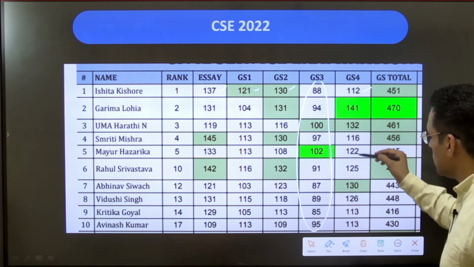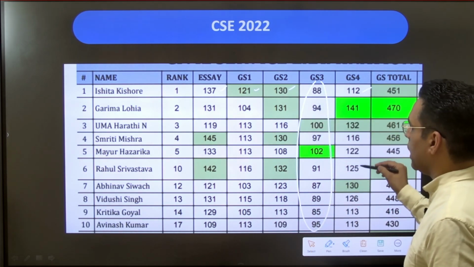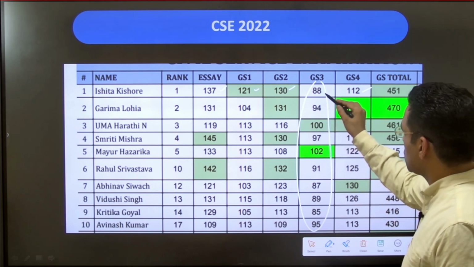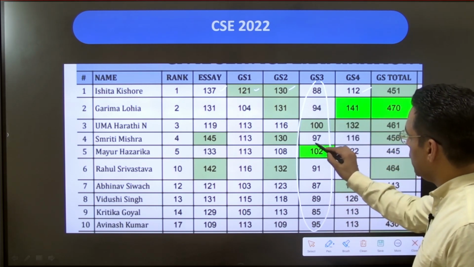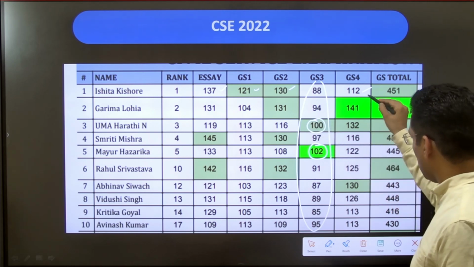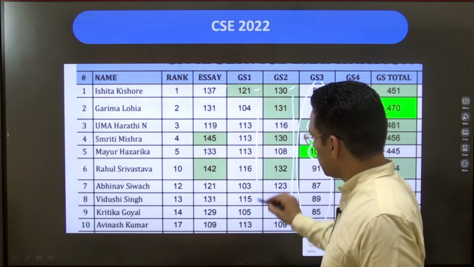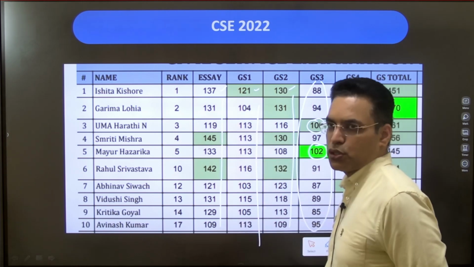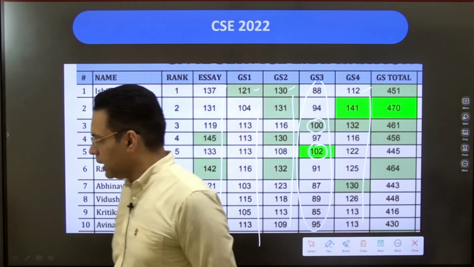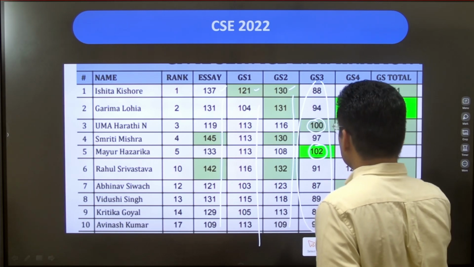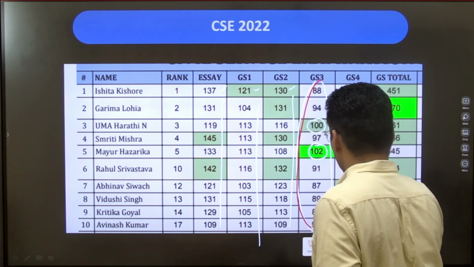In GS4, you can see the toppers have consistently scored very high, unlike here, where scores above 100 are very few, there are only 2 scores above 100, and here all scores are above 100. GS2 is also high scoring, GS1 also high scoring, and Essay is definitely high scoring. So when you look at the data, aapko ek baat samajh mein aayegi, that the data is suggesting that the GS3 score is less. Now the question is why?